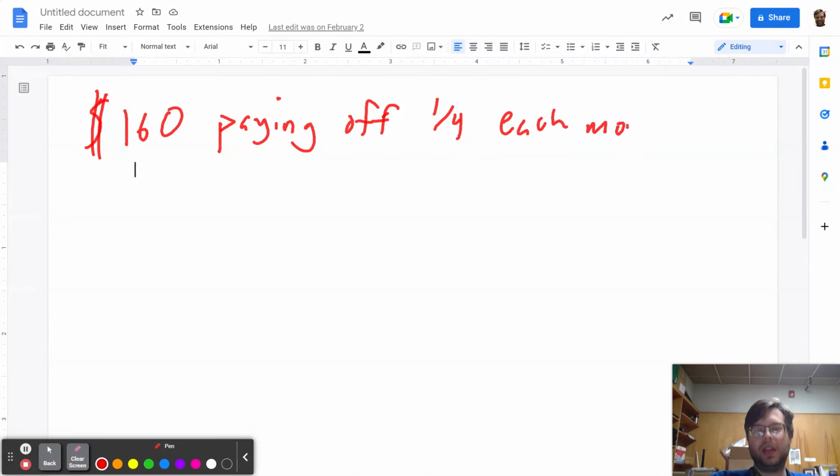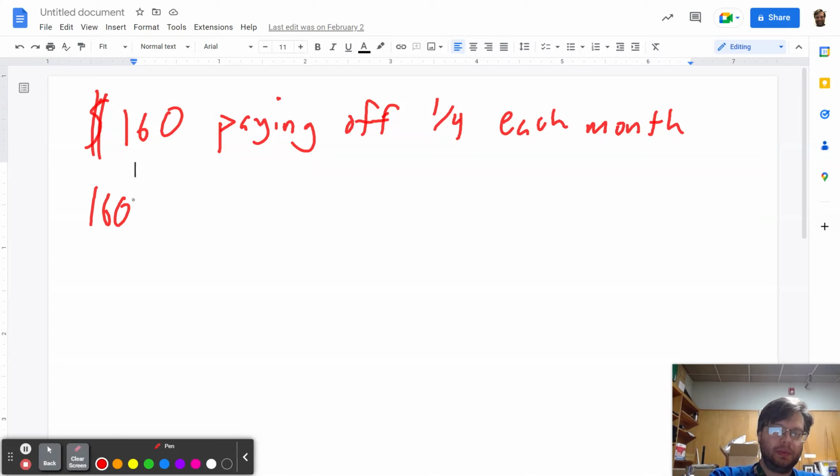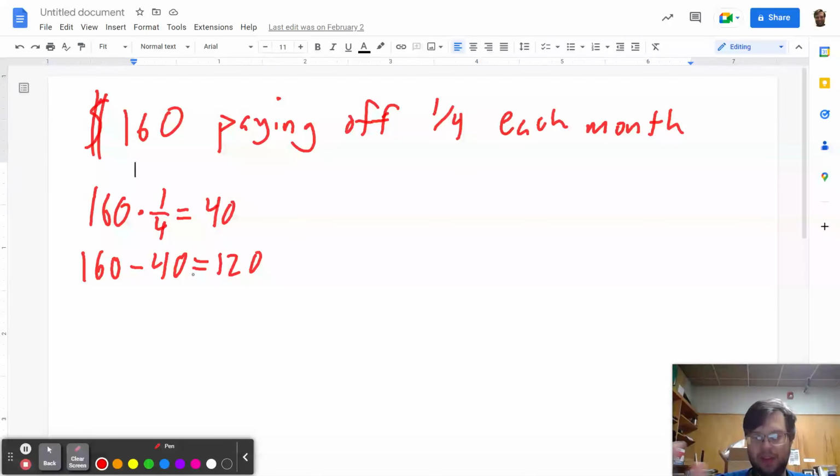And some people might think, okay, well, a quarter each month means you'll pay it off in 4 months. But in fact, you'll never pay it off if you pay off a quarter of the amount each month. So, how do you get the answer of never when it seems like four might be the answer? Well, in the first month, you go 160 times a quarter, which is 40. And then you do 160 minus 40 to get 120. Okay, that makes sense. All right, just three more payments and you're done, right?